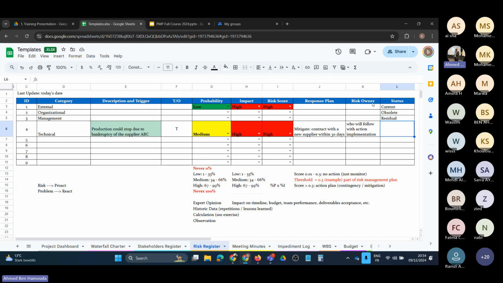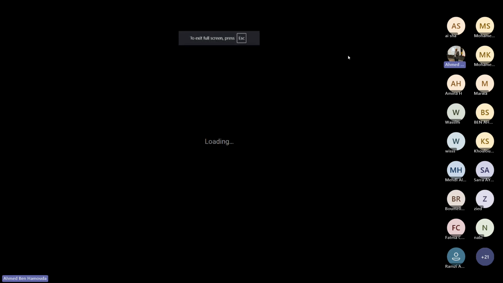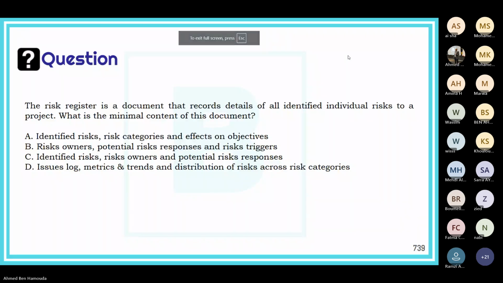So as a project manager, you need to make sure that the risk owner is actually following the risk implementation plan. And in the RMP certification, there are many questions about who is the risk owner, what the risk owner should do, etc. So that's an important part of the RMP certification. Okay, so this is the risk register.